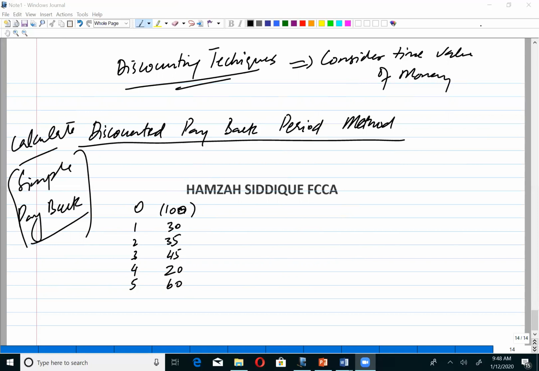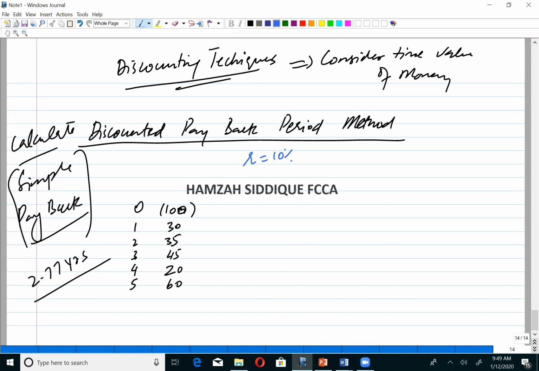Okay, 2.77 is the answer. The majority are correct. 2 years, 9 months is okay as well, in months. So 2.77 years. Now, students, for example, the cost of capital, or discount rate, is 10%.